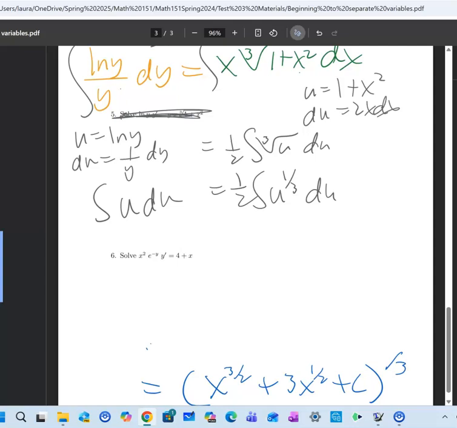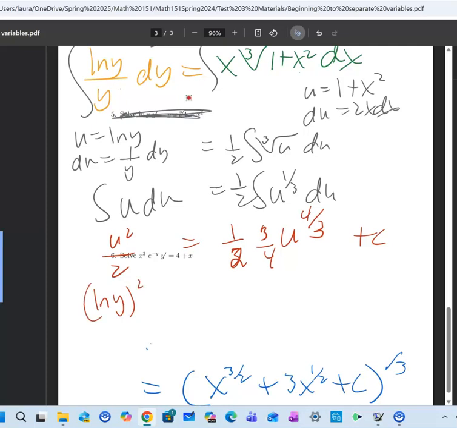Okay. So over here we get u squared over 2. And then over here we get 1/3, I'm sorry, 1/2. And then we add 1, so you get u to the 4/3 times 3/4. Put the c over here. u on this side is ln of y. And over here I get 3/8. And u on this side was 1 plus x squared.